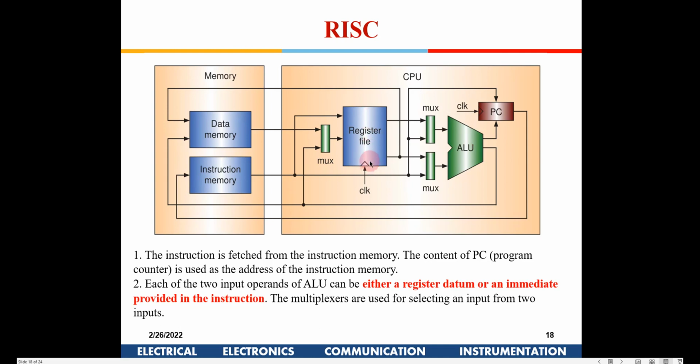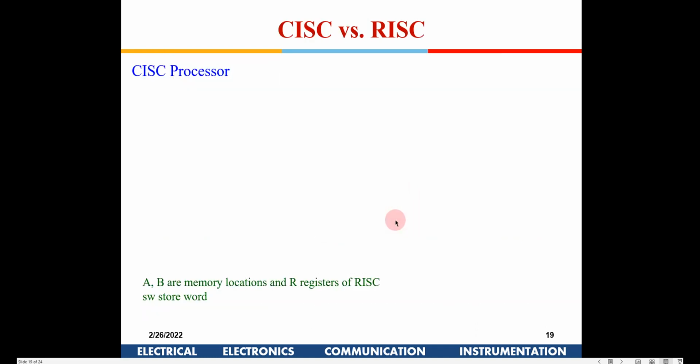So the instructions are very simple. There will be a large number of registers, and you can do any kind of operation between any two registers, so that makes life pretty simple. Subsequently, you have to write one more instruction to fetch the data from the memory to the register, or to take the data from the register to the memory. So the instructions are small, and they are all single-word instructions. That is the advantage of having a RISC processor.